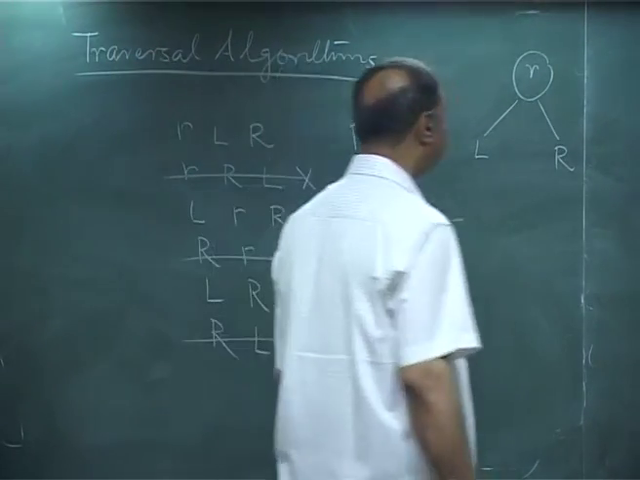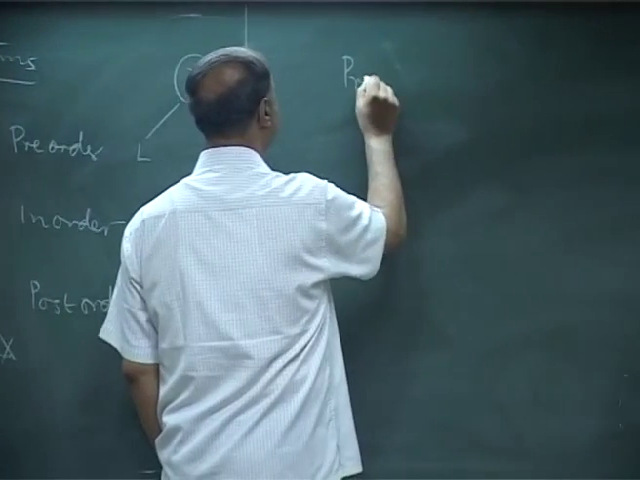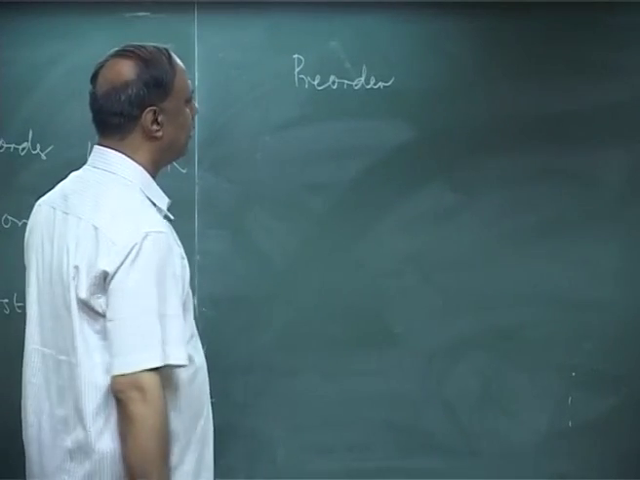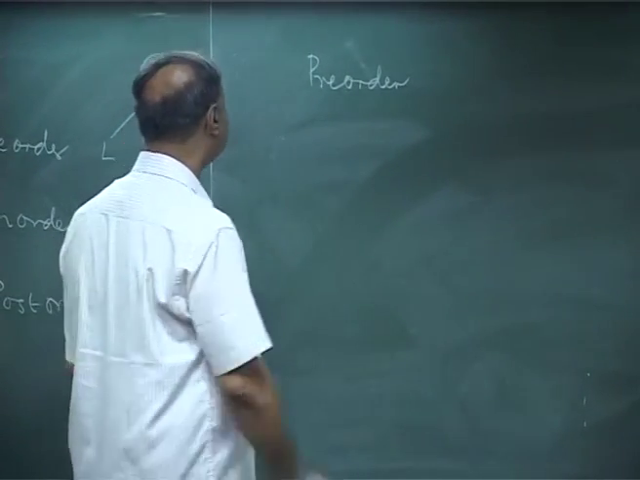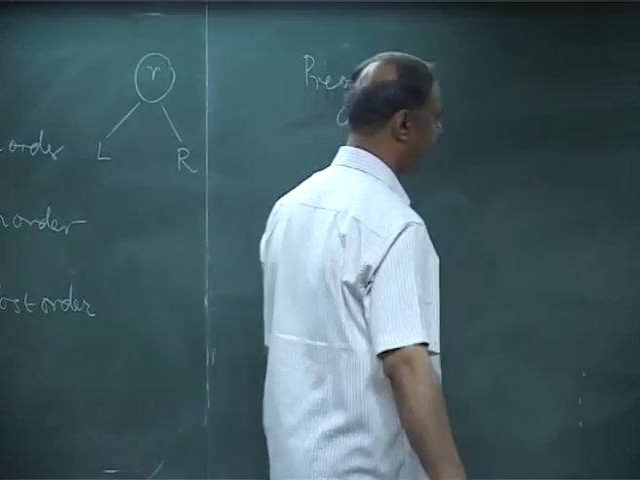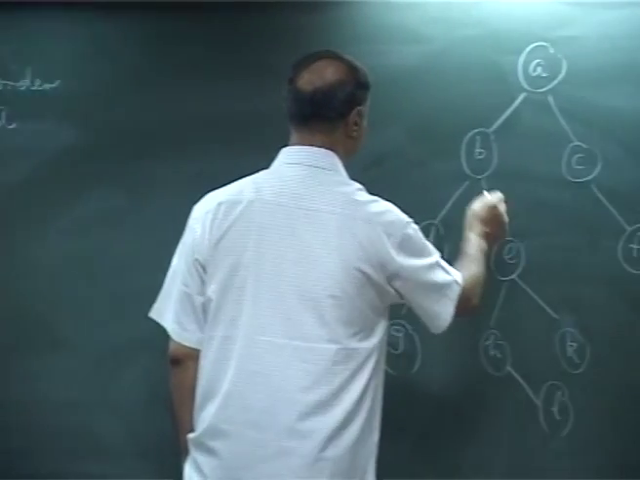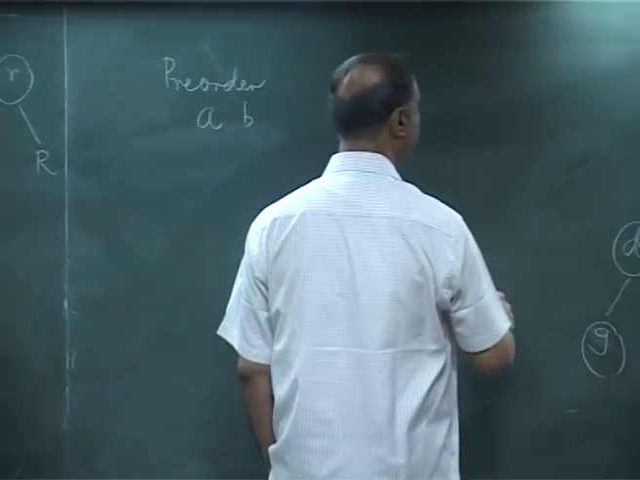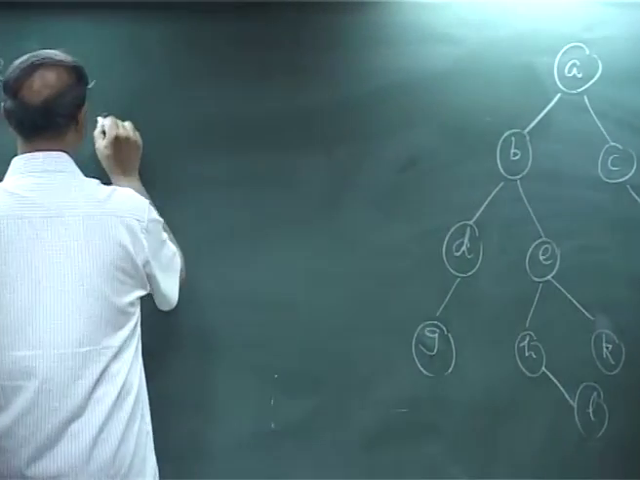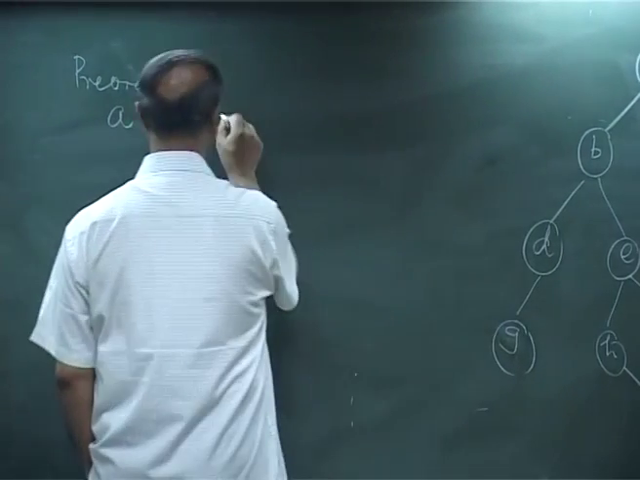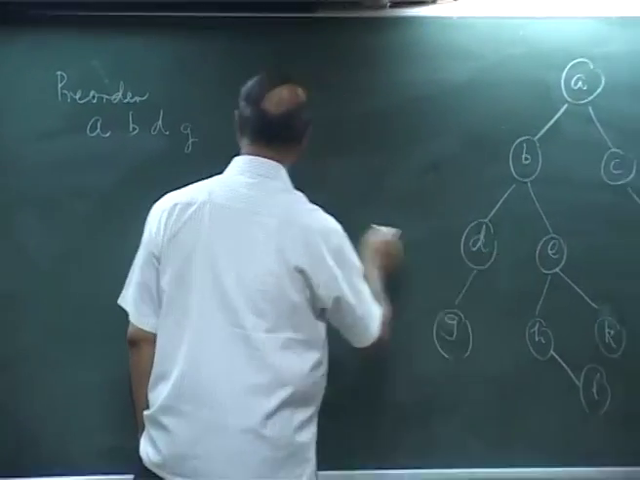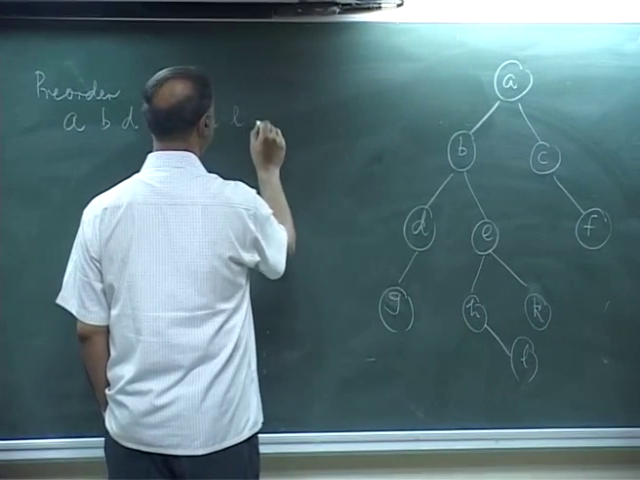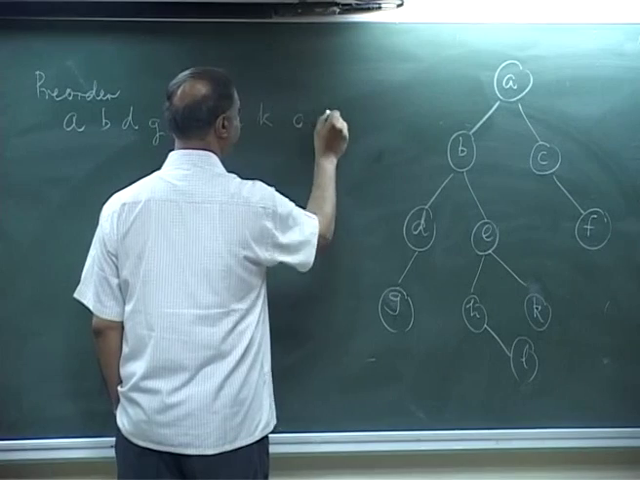So if I traverse using pre-order traversal, then pre-order tells the root first, then left subtree, then right subtree. Now left subtree is this one. So A, then B, then left subtree, D, then G, then E, then H, then L, then K, then C, and then F.